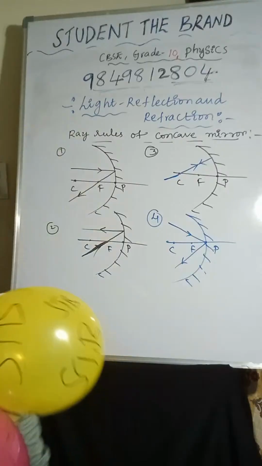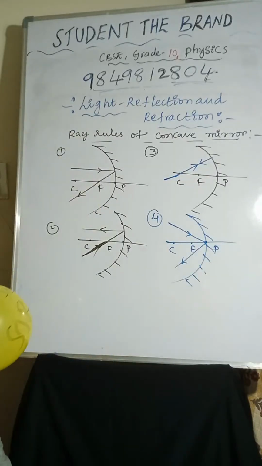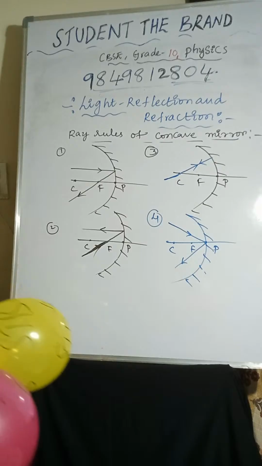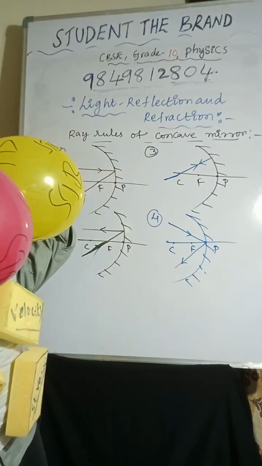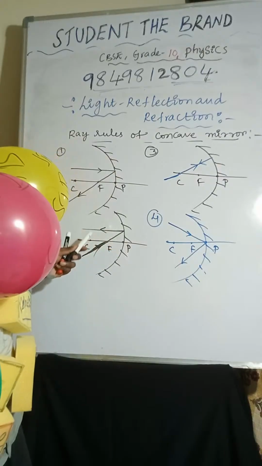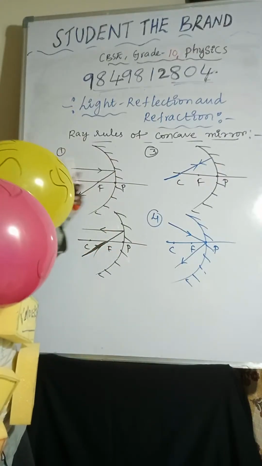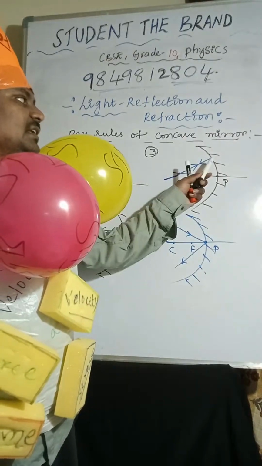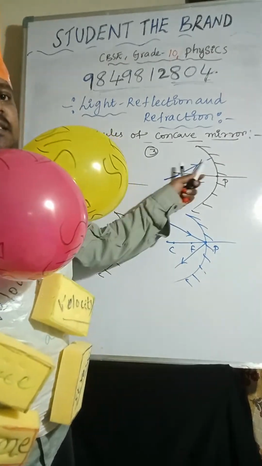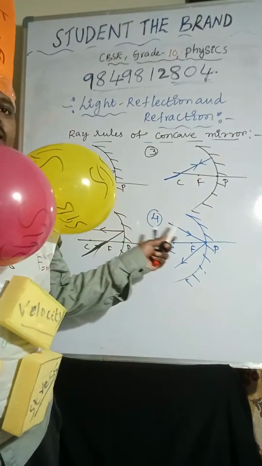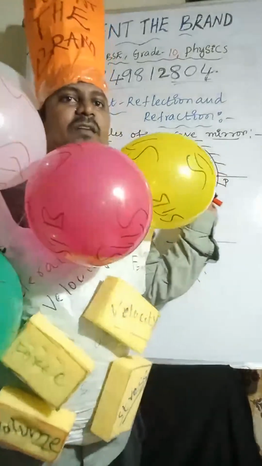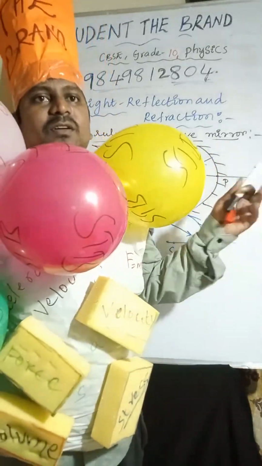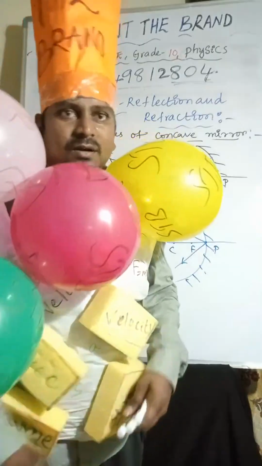Now once observe here, concave mirror ray rules. Light rays coming from infinity after reflection pass through focus. Light rays passing through focus after reflection move towards infinity. Light rays passing through center of curvature after reflection retrace their original path. Here light rays incident at the pole reflect back. Okay, so this is about ray rules of concave mirror. Now we will discuss ray rules of convex mirror.